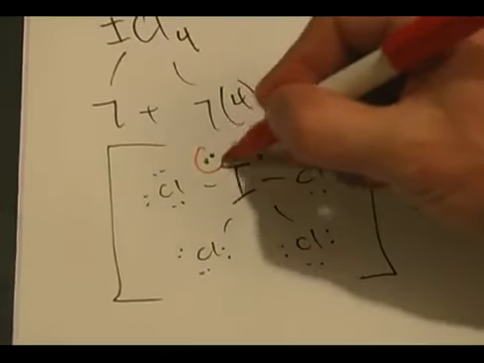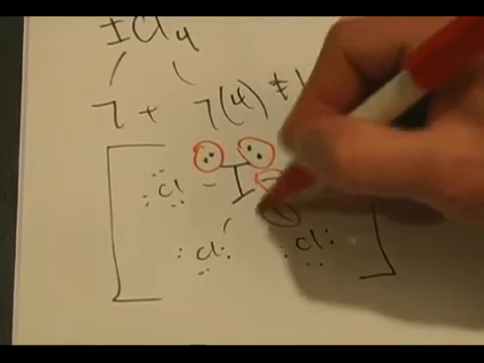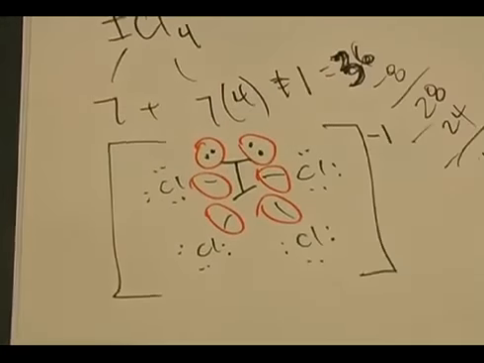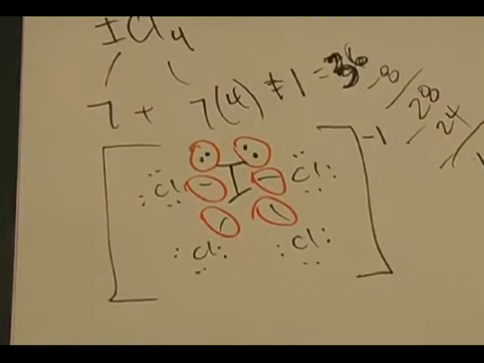Generally, expanded octets can never go more than 12 electrons around it. You can either have 10 or 12 in an expanded octet. You'll never see any more. That's pretty much a never. But you will see some expanded octets.